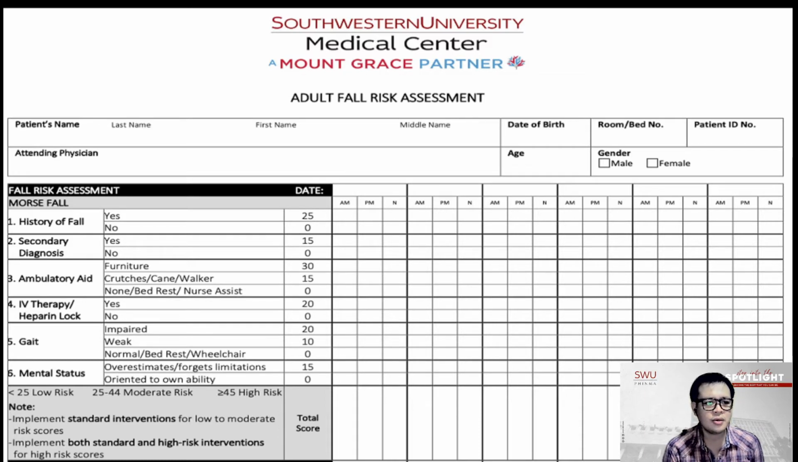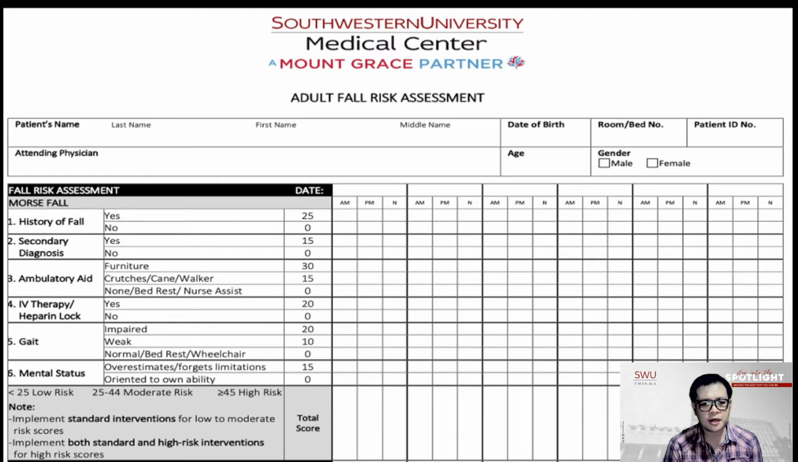The second thing follows with secondary diagnosis. Ambulatory aid has furniture, crutches, cane, walker, followed by none or bed rest or nurse assist. IV therapy or heparin lock comes with a yes or no option. Gait comes with impaired, next is weak, next is normal, bed rest or wheelchair. And lastly, the mental status comes with overestimates, forgets limitation, oriented to own ability, which is the last one.